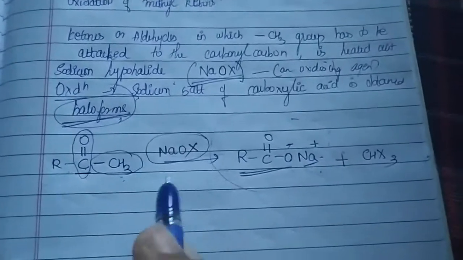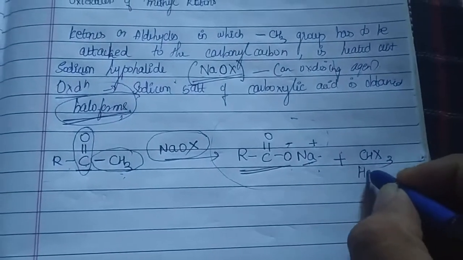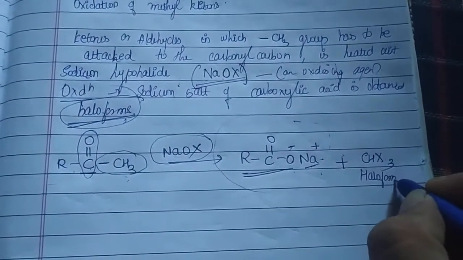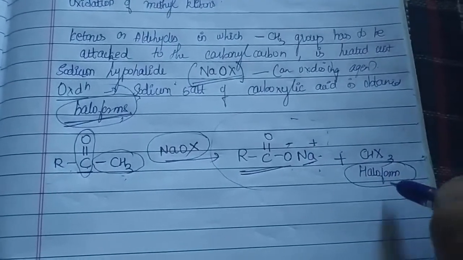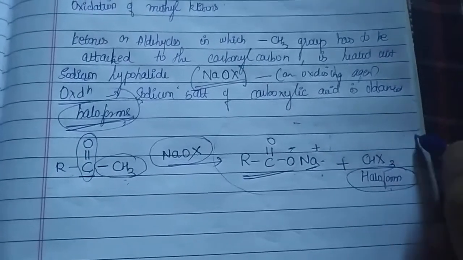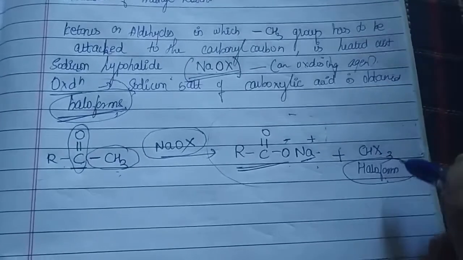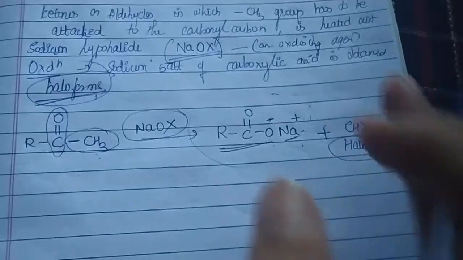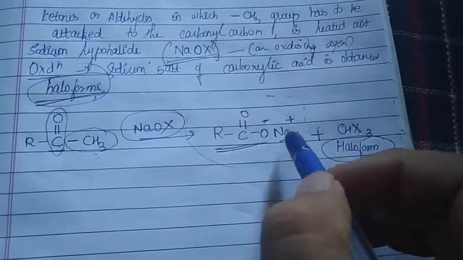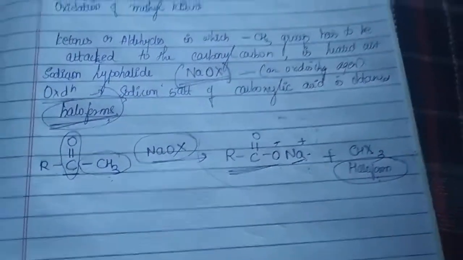CHX3. And this is called what? Haloform. If this X was Cl, it would be called chloroform. If this X was I, it would be called iodoform. But since we have given it in general, it is called haloform. And this is called the sodium salt of carboxylic acid.